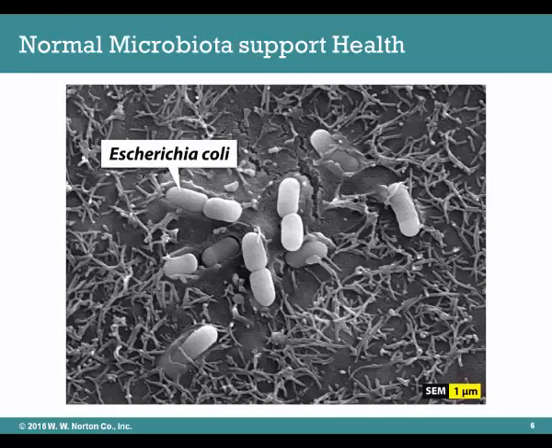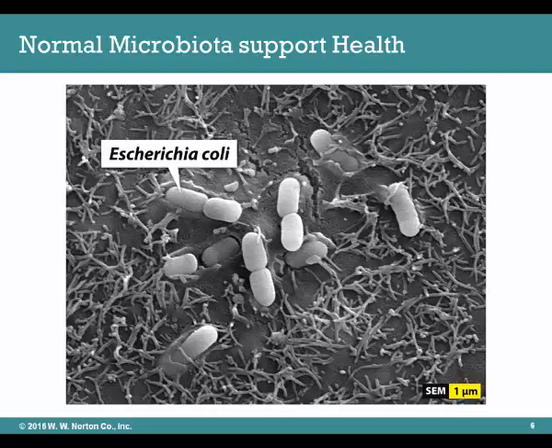So here's an electron micrograph of E. coli, which is labeled there. It's the rod-shaped cells in the electron micrograph, and they are actually attached to the surface of human tissue in the gut. And you can see the microvilli around them. And this is really key.